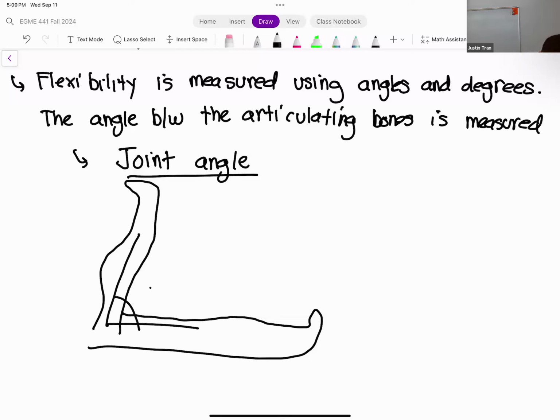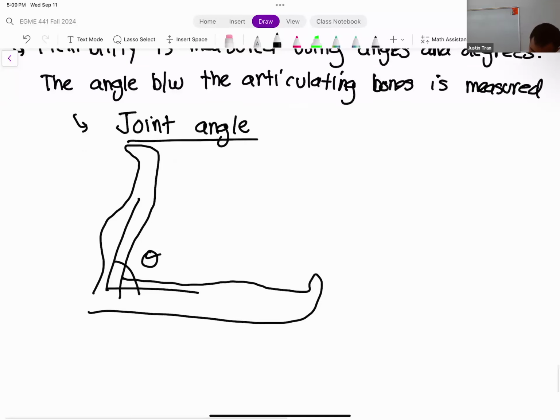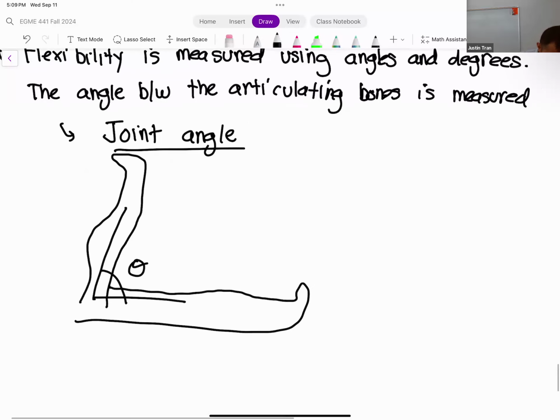All right, and so the joint angle for the hip would be this angle right here, right? So you're taking the angle between basically one femur and the other femur. Okay? All right. So there's lots of ways to measure this. The most traditional way is that a physical therapist may use a device called the goniometer.